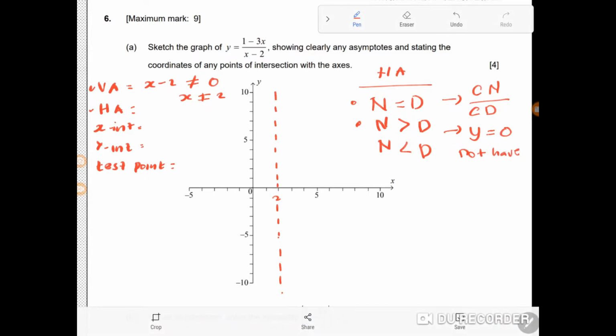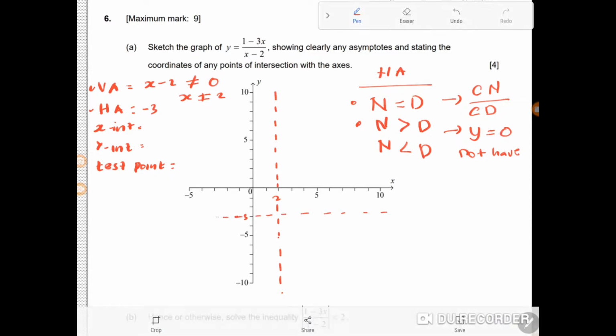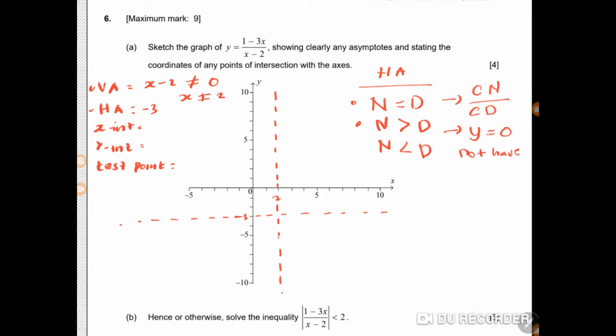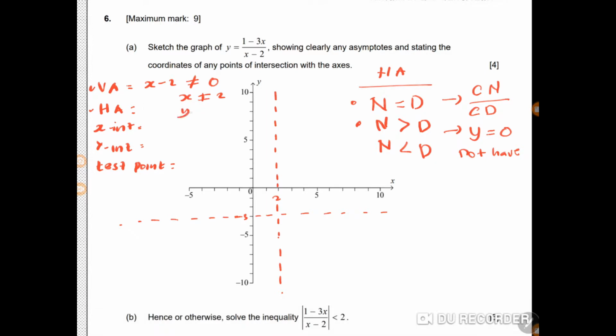Okay, so in this function we have the same degree of the highest power. So it is negative 3 divided by 1. What is negative 3 divided by 1? We have negative 3. So the horizontal asymptote is y equals negative 3. So this is negative 3, and you can write down y not equals to negative 3.